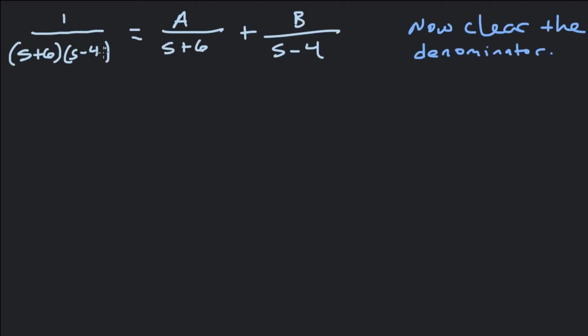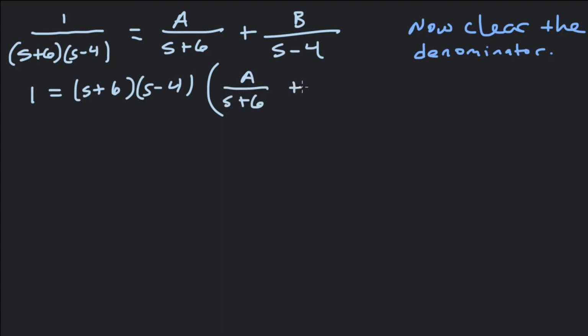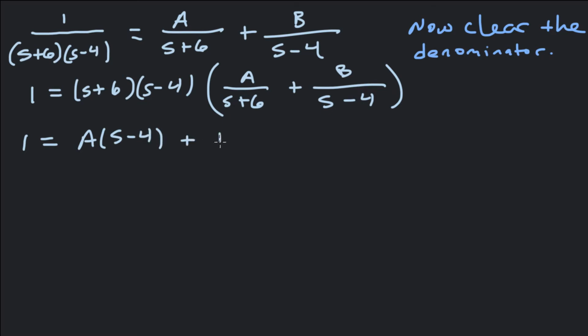To break up this function, we use these partial fractions. The first step is to clear the denominator by multiplying both sides by this denominator. 1 equals (s plus 6)(s minus 4) times these two terms, A over s plus 6 and B over s minus 4. That leaves us with 1 equals A times (s minus 4) plus B times (s plus 6).